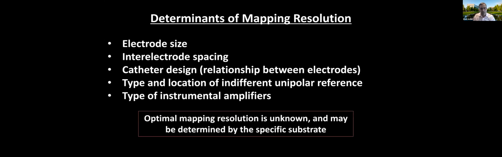And most importantly, the optimal mapping resolution is unknown. We don't really know what we're looking for. It doesn't mean that smaller is better. And it may be determined by the specific substrate. It could be that what you need in the ventricle, which in my mind is around the resolution of a millimeter, millimeter and a half, more than this doesn't really give you more useful information, but it may not be enough for the atria, where you may be looking at a micron level, or maybe not, but that needs to be determined.